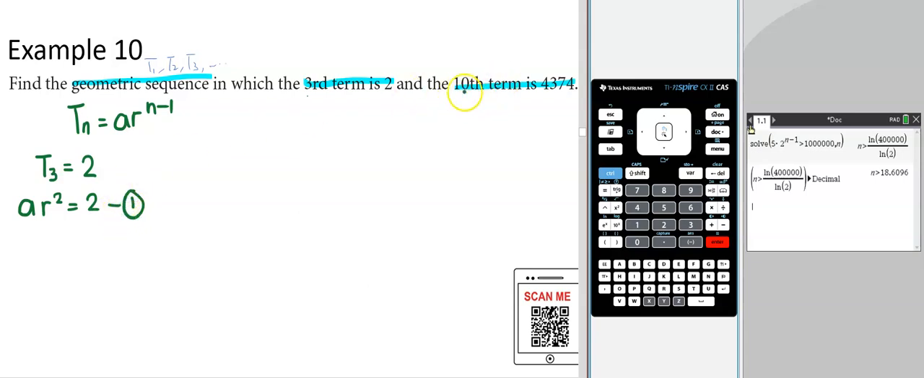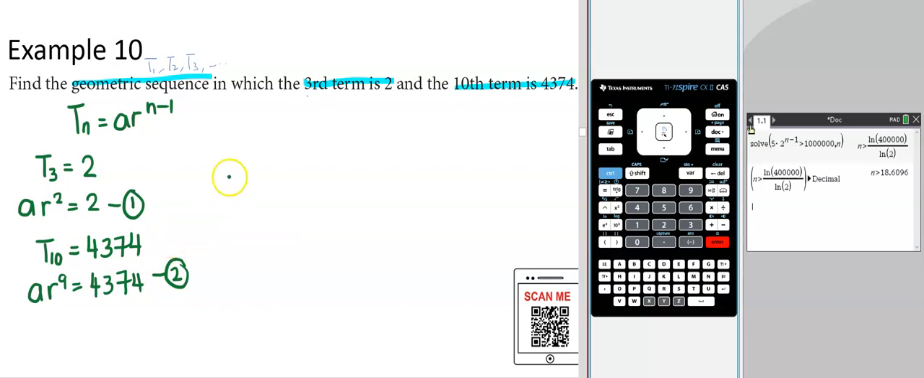Second, the 10th term is 4,374. So it means T10 equals 4,374. If we represent AR to the power of n minus 1, 10 minus 1 becomes 9, so AR to the power of 9 equals 4,374. Second equation. So how are you going to solve these two equations? Of course, you can use what you learned previously in high school, but over here, I'm going to teach you using the calculator.